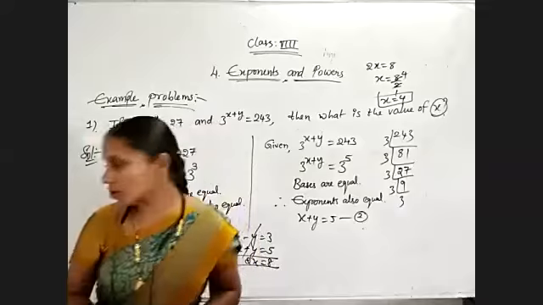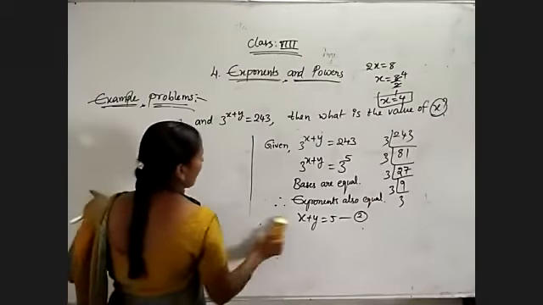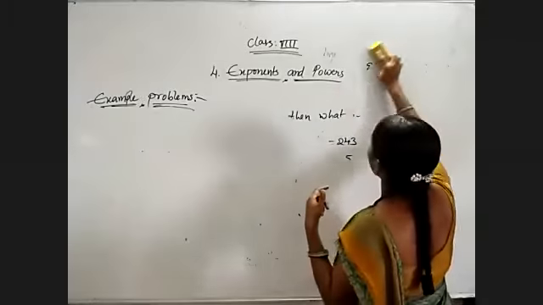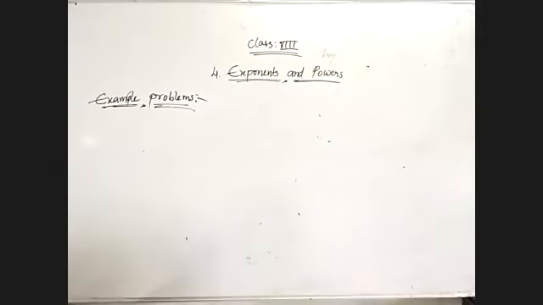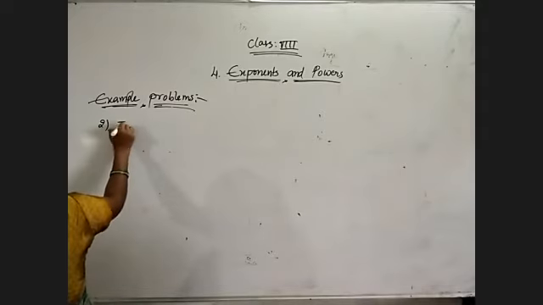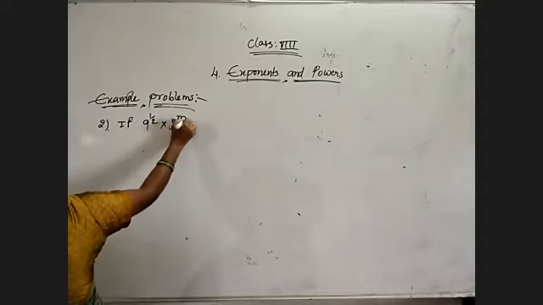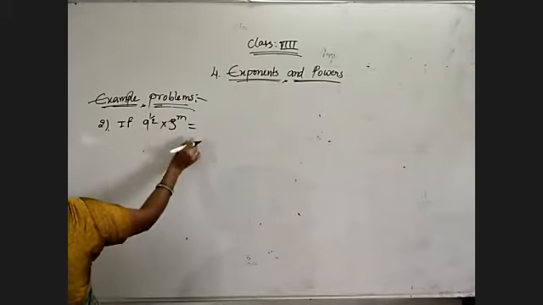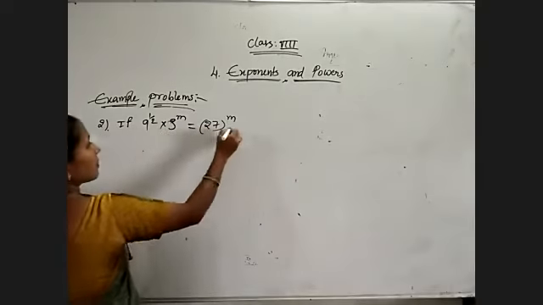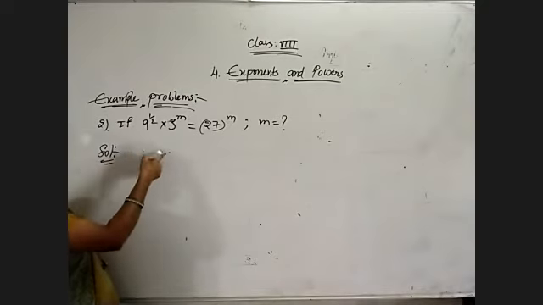Now coming to one more question. Same like this only. If 9 to the power of 1 by 2 into 3 power m is equal to 27 to the power of m, then what is the value of m? So just observe, here also same equation we are getting.